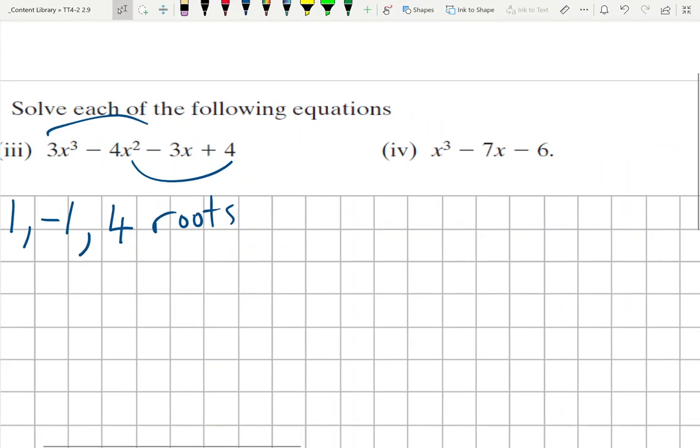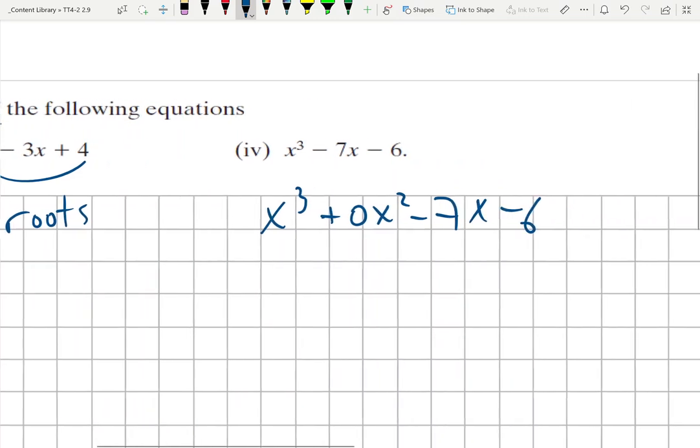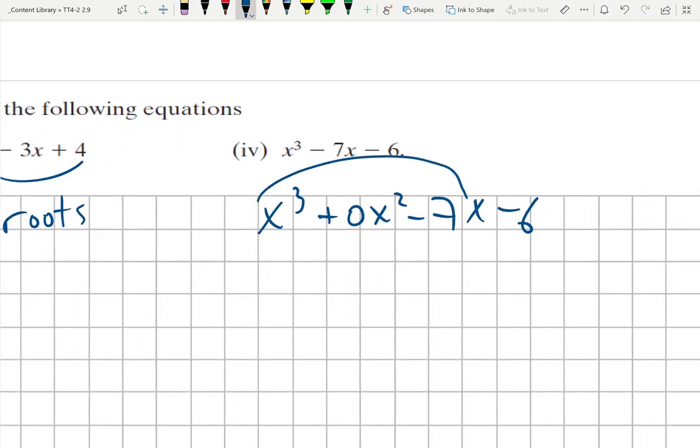So this is x cubed plus naught x squared minus 7x minus 6. Okay, so that's minus 7. No, it's not. That's minus 6. And this is minus 6.